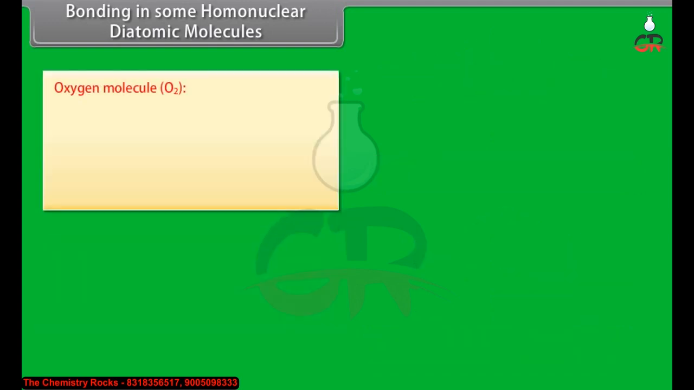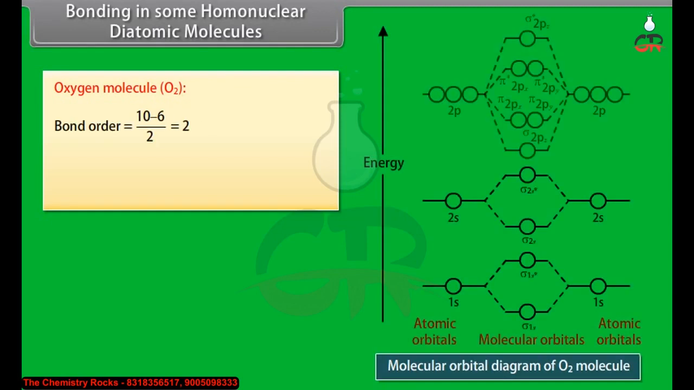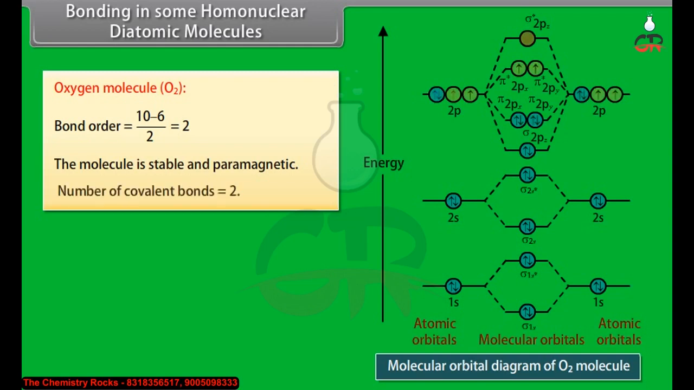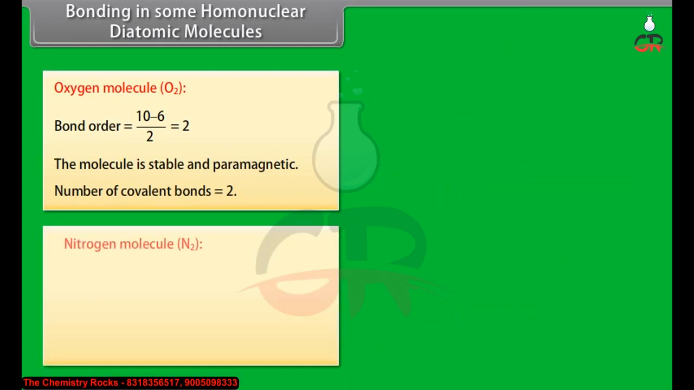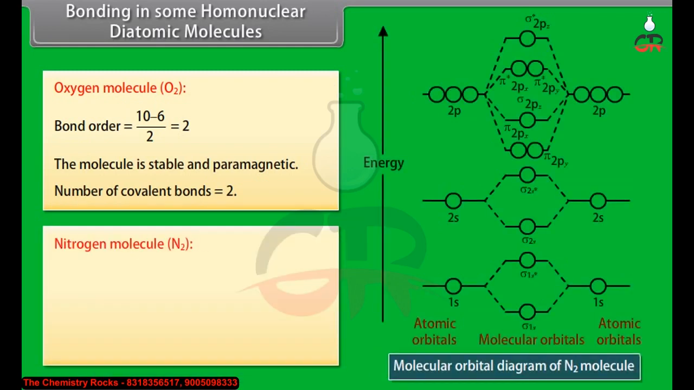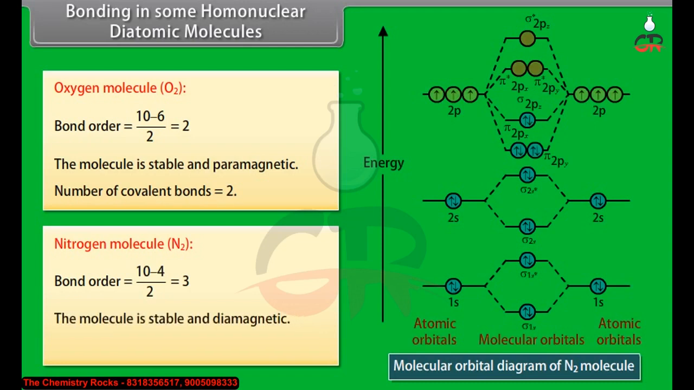Oxygen molecule O2. The value of bond order is 2. The molecule is stable and paramagnetic. Number of covalent bonds is equal to 2. Nitrogen molecule N2. The value of bond order is 3. The molecule is stable and diamagnetic. Number of covalent bonds is equal to 3.